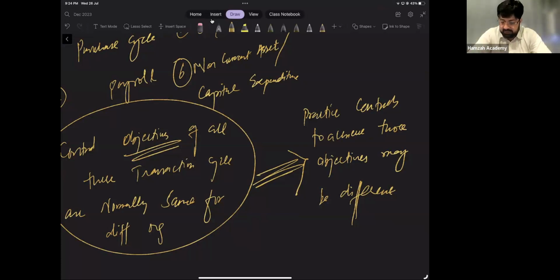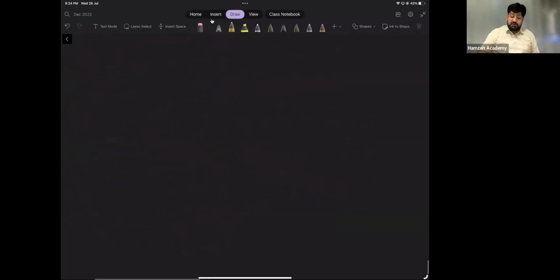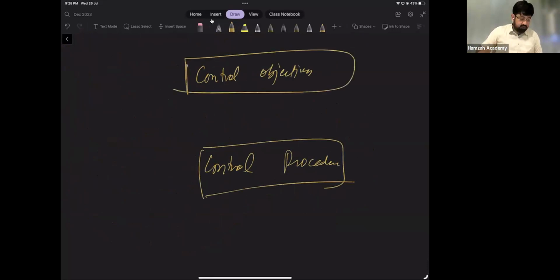Now, next. That is why whatever I teach you about any cycle, whatever you find in the Kaplan book, in BPP, on the ACCA website, assumes practical controls that may be different. And in an exam scenario they may be different. What you need to understand is the link between our control objectives and control procedures. What is the link between the two?